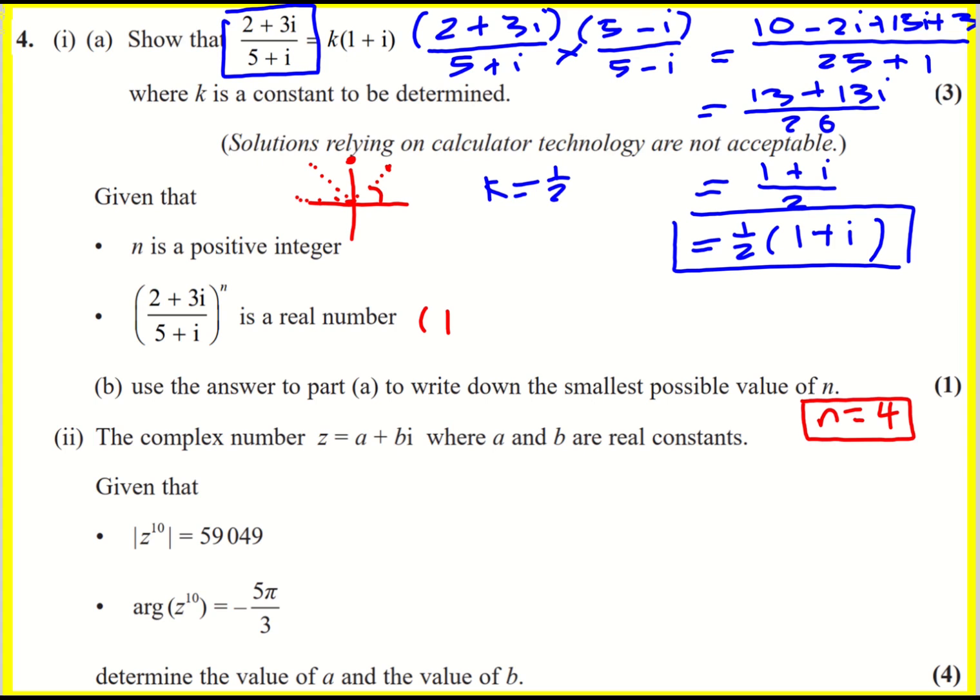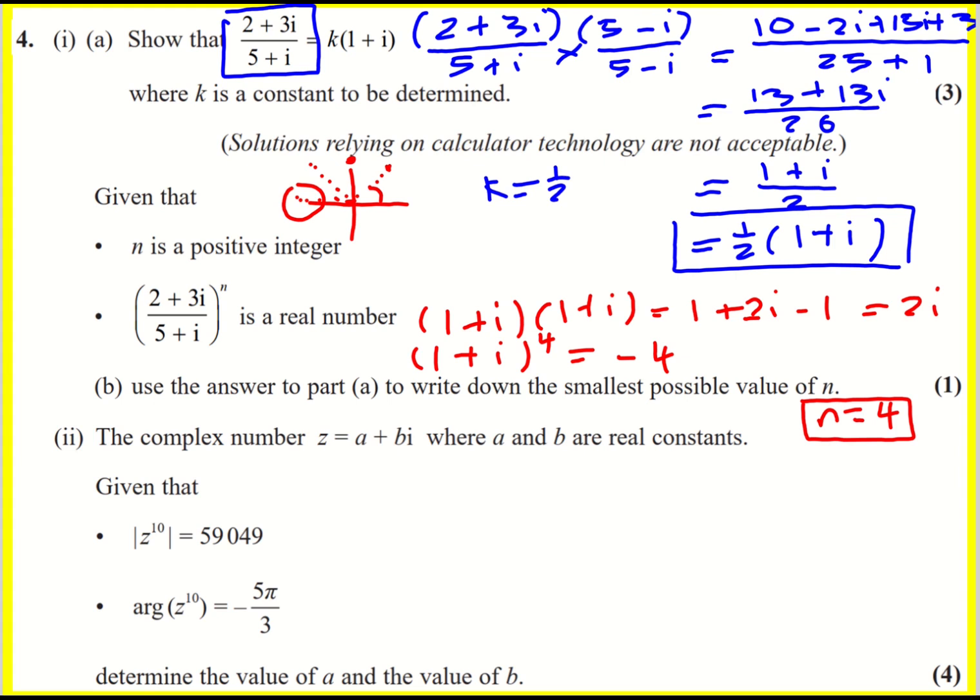If you don't see that, then let's just multiply it. (1 + i) squared is (1 + i) times (1 + i). That will give me 1, then plus i squared, so that's actually minus 1 plus 2i. So I get 2i. Then I can see that if I do (1 + i) to the power of 4, I'm going to get minus 4, which is precisely what I was talking about over here. So again, we get that n is 4.